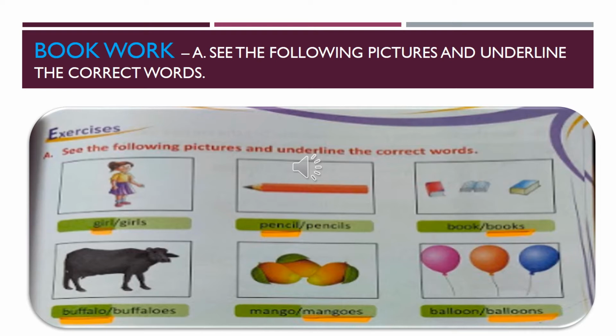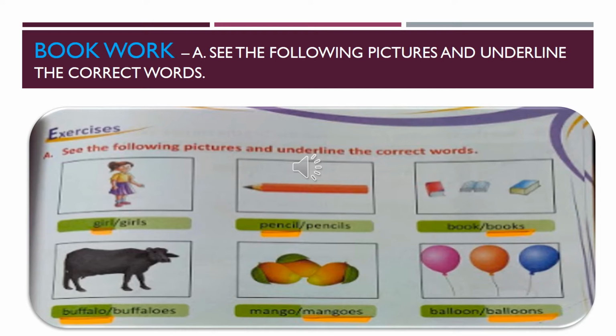Exercise A. See the following pictures and underline the correct words. For every picture, there are two words given. According to the picture, if this is a singular picture, we will underline the singular word, and if this is a plural picture, we will underline the plural word.